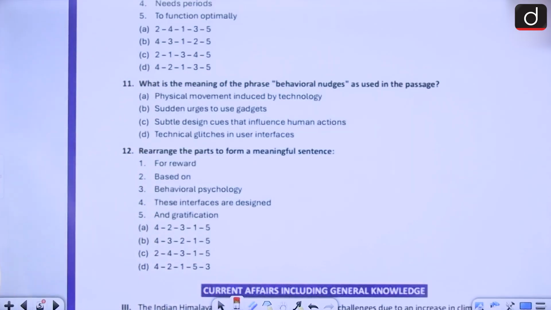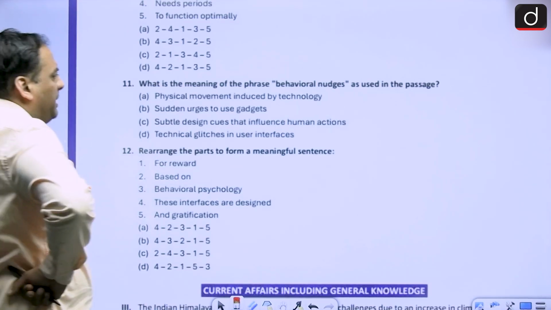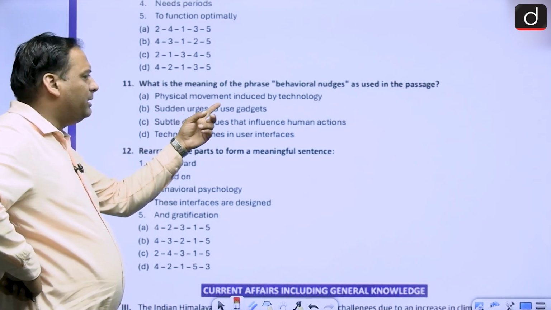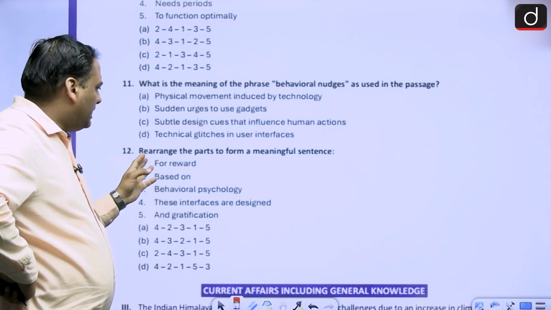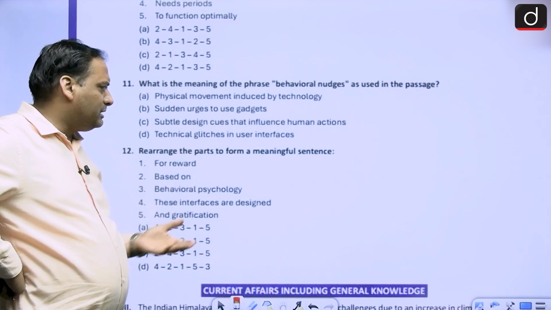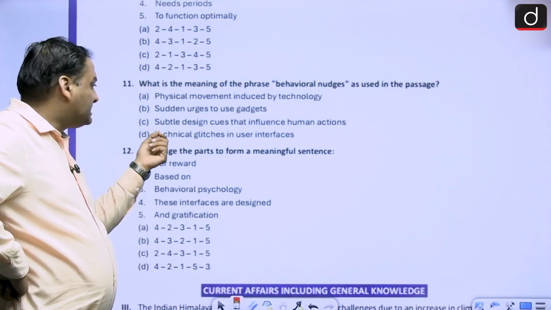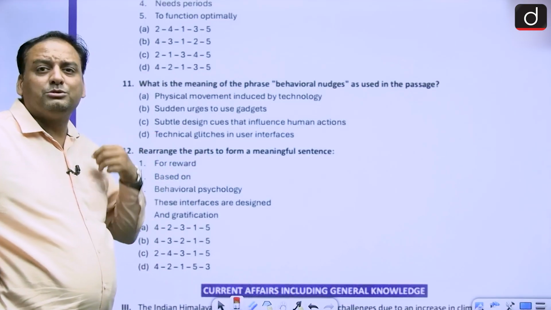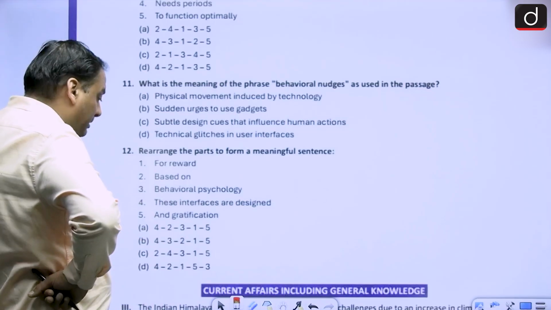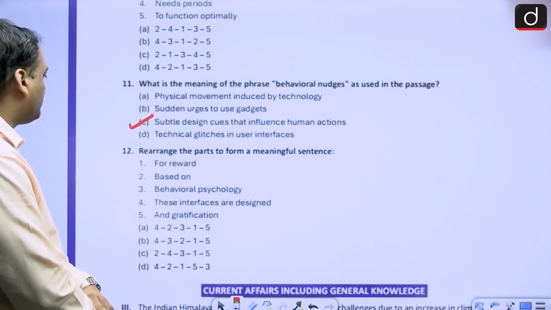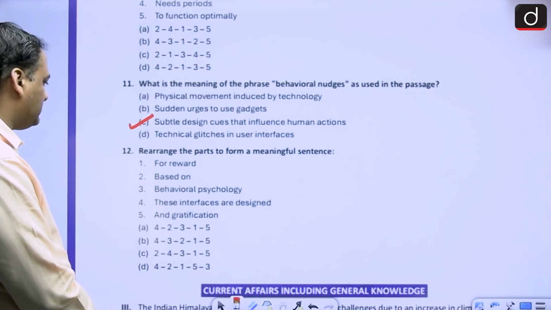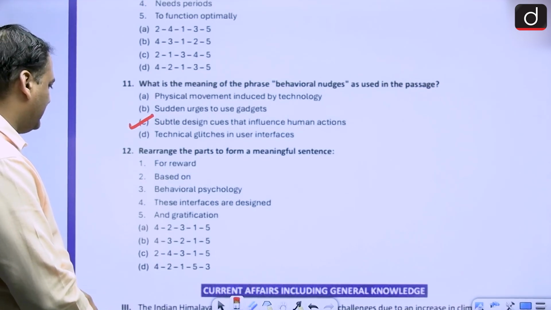Now, what is the meaning of the passage's behavioral nudges? What should be the best answer? Behavioral nudges means what? Physical movement induced by technology, sudden urges to use gadgets, and technical glitches in user interfaces. उसमें कोई कमियां तो है नहीं. Subtle design cues. Cues means to give signals that influence human actions. So the right answer is what? C for cat.